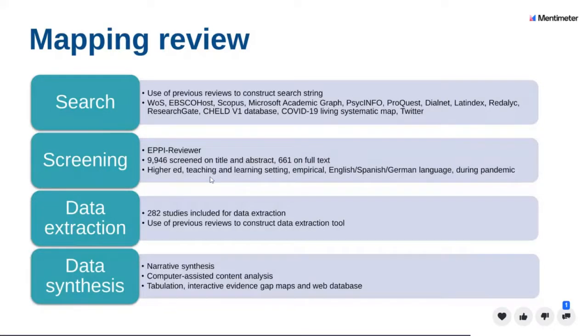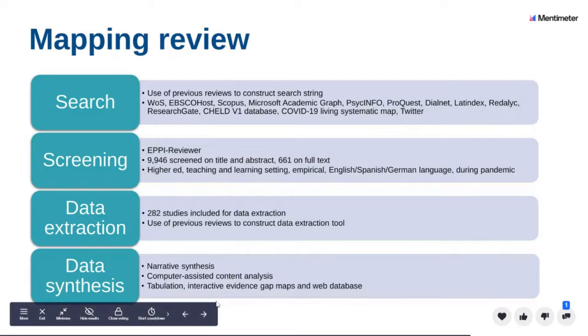But we actually did this one with a team of five of us. And so we were able to manage the 10,000 items that we had to screen on title and abstract between the five of us. In terms of how long it would have taken, I think it probably took us at least three or four months to actually do, aside from writing it up.